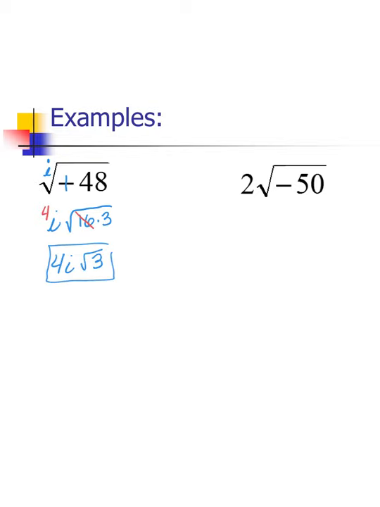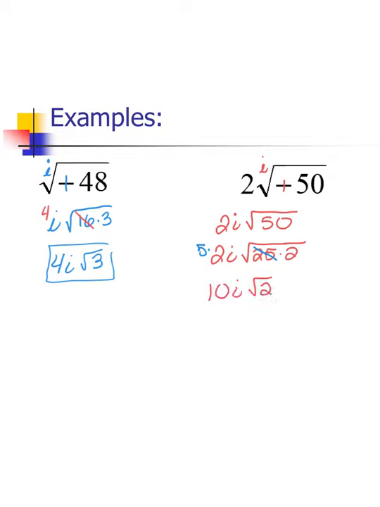If I look at the second example, again, the first thing that I notice is that I have a negative. So I'm going to make that positive. I'm going to put an i out front. So now I have 2i, radical 50. I want to find two numbers that multiply to 50. One of them should be a perfect square. I'm going to pick 25 times 2. The square root of 25 is 5. I multiply that by anything in front, so 5 times 2i is 10i, and I still have a radical 2. That is my answer.